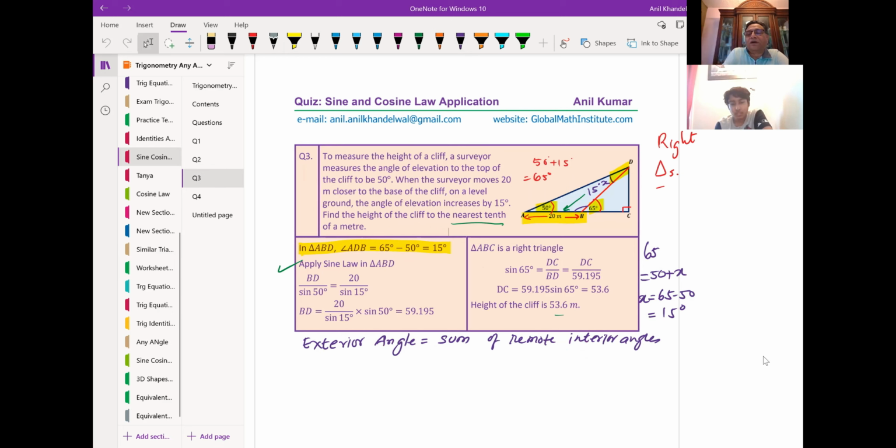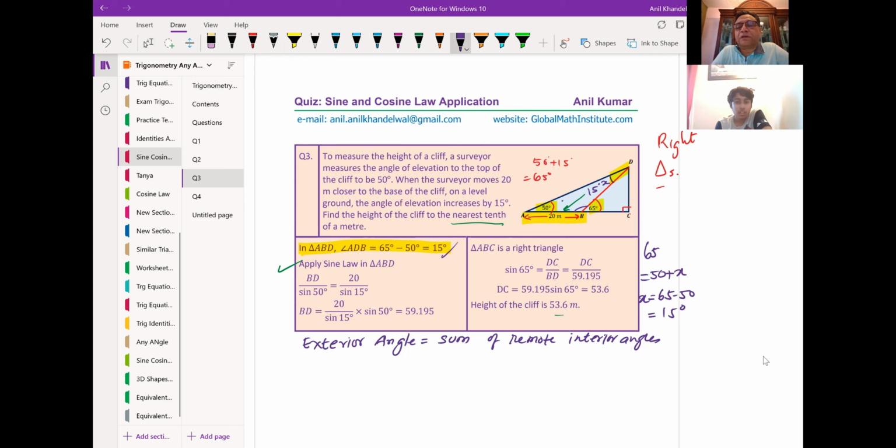When I did the first observation, it was 50 degrees, and then it was 15 more, meaning 65 degrees, and the distance traveled is 20 meters. In this oblique triangle, I know the external angle of 65, which is equal to the sum of the two remote interior angles, correct? You remember that? Therefore, the angle at D is 15 degrees. Do you understand? Yes, sir.